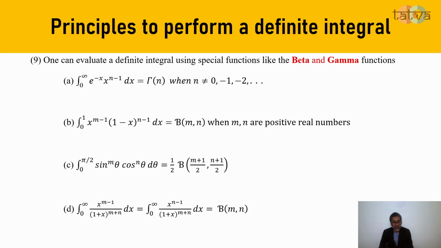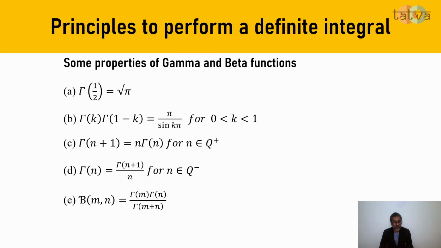Okay, the integrals are identified, and how to convert them into a gamma or a beta function is understood from this. How do I evaluate my answers? This is where you require these properties. Gamma half is root pi. It comes through a slightly involved derivation, but we are only compiling results in this presentation. Then gamma k into gamma 1 minus k is pi by sine k pi, whenever k lies between 0 and 1.